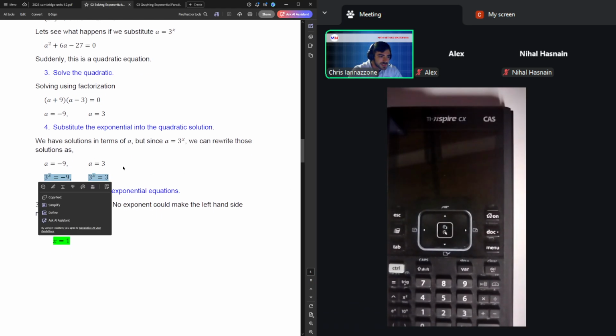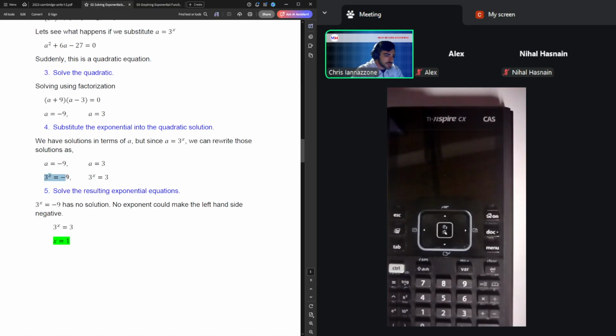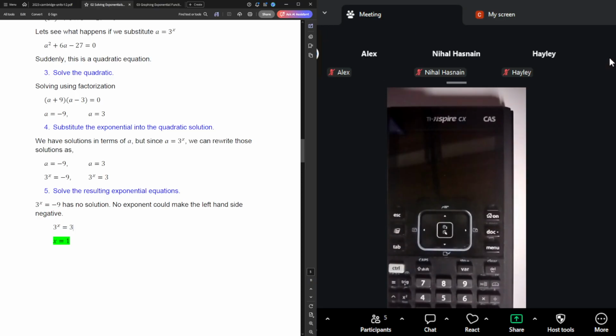What we'll notice is that these are quite simple exponential equations, so we go back to the first approach of just equating the exponents together. This one has no solution. There is no power of x that would work out to give -9, and this one has a fairly obvious solution, which is x equals 1. Alright, if you put a power of 1 here, you just get 3 equals 3. Any questions about that procedure?